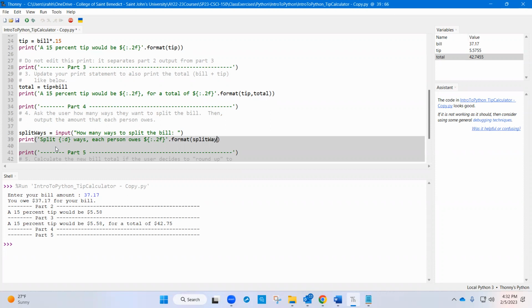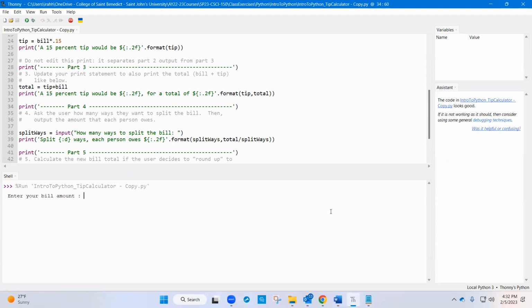Split ways would go over here, and the total will be the second variable, but then I'm going to divide that by split ways. This shows me how much every person is going to pay to accumulate the total that we have. So take the total divided by split ways, and that is what we're after.